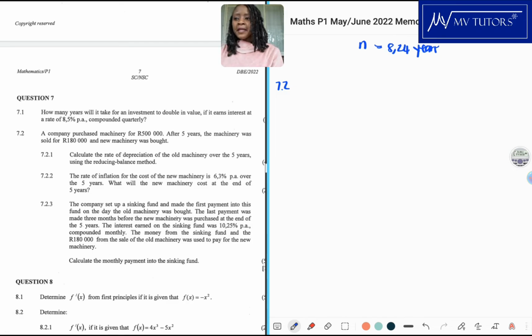Now it says a company purchased a machinery for 500,000. After 5 years, the machinery was sold for 180,000 and new machinery was bought. Okay, so that makes sense. When you start working, you're going to probably buy a car. If the car is valued at 200, the moment you drive out of the store, best believe it's going to be probably equivalent to 170,000 just by it leaving the store.